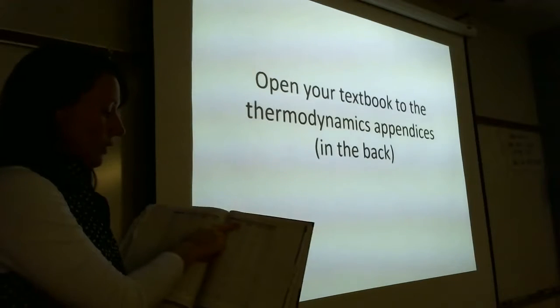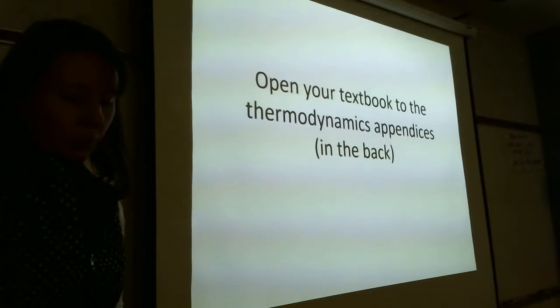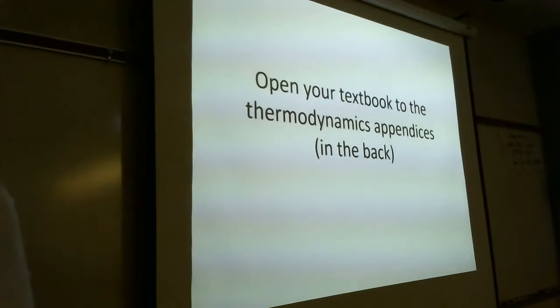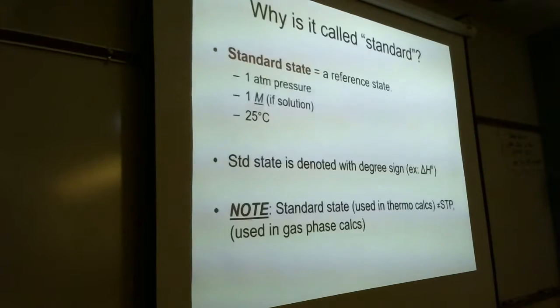We are only interested in delta H right now. We'll deal with delta S and delta G next semester in Chem 2. So that's where these numbers are in your textbook. Like I said, you can also use the handout that I just gave you, but the font is really small.